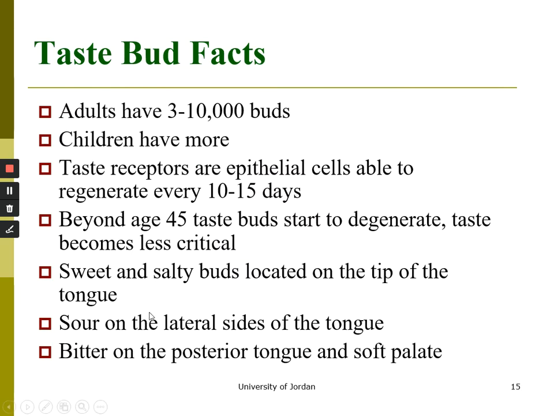Taste buds: there are more taste buds, of course, in children than in adults. We have 3,000 to 10,000 taste buds. Children have more taste buds. They are epithelial receptors and they can regenerate. By the age of 45, taste buds start to degenerate and taste becomes less acute. Sweet and salt are located in the tip, sour in the lateral aspect, and bitter in the posterior third of the tongue.